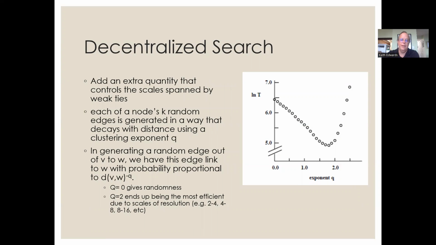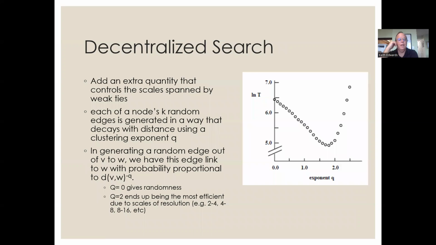So what we do is we add an extra quantity that controls the scale spanned by the weak ties. Each of the node's k random edges is generated in a way that decays with the distance using a clustering exponent q. And this makes sense to us naturally. We're more likely to know people here in the islands. As you go further away, you'll have fewer and fewer ties. So you're more likely to know several people over on Oahu than you would be to know, say, several people in New Mexico, and that makes intuitive sense to us.